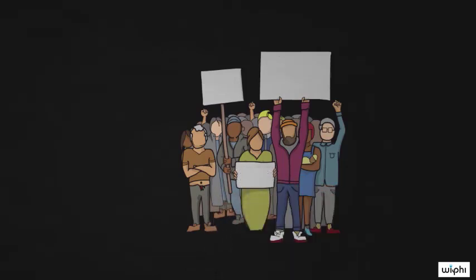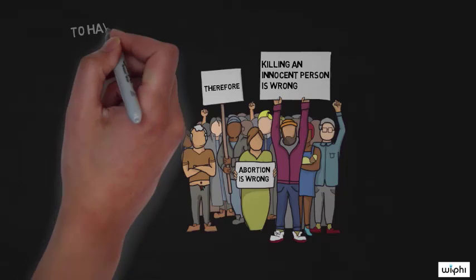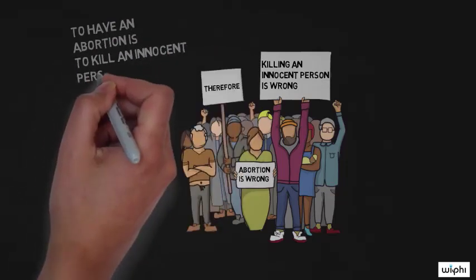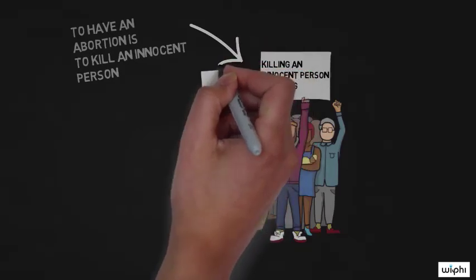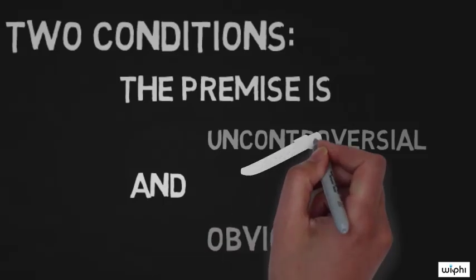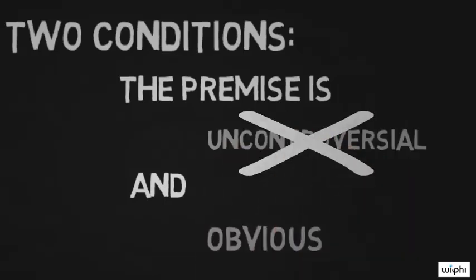Consider the following argument. Premise 1, killing an innocent person is wrong. Conclusion, therefore abortion is wrong. The suppressed premise here is something like, to have an abortion is to kill an innocent person. That's the suppressed premise. Now, regardless of whether this premise is true or false, it certainly isn't uncontroversial. It doesn't meet condition 1.